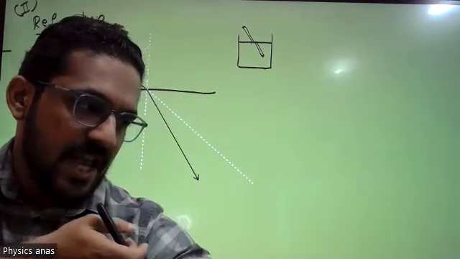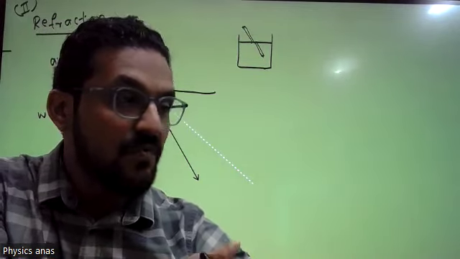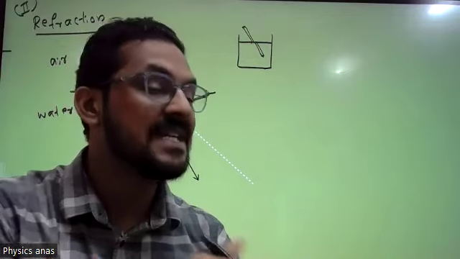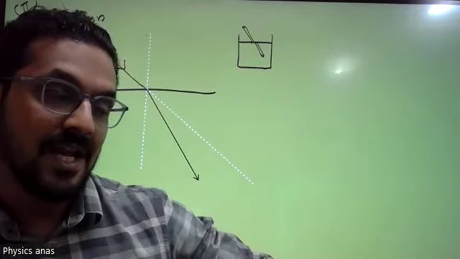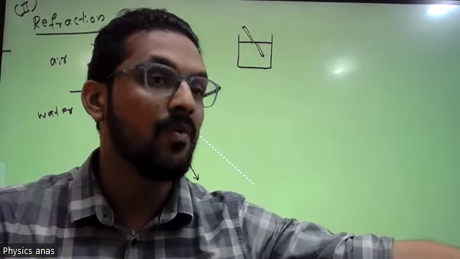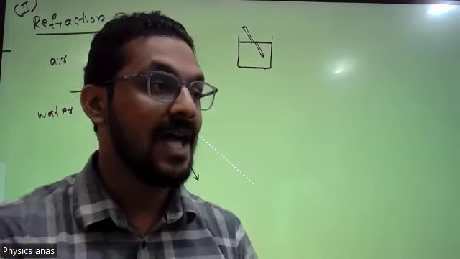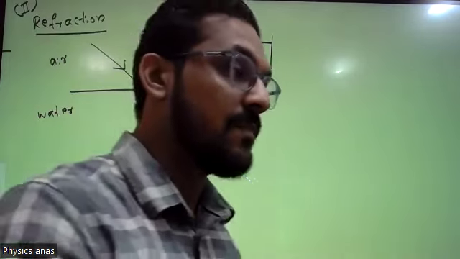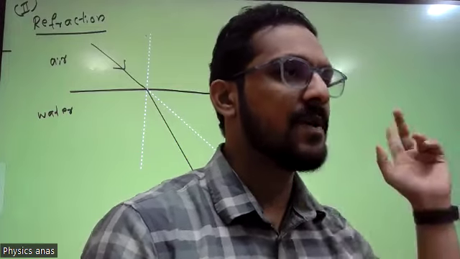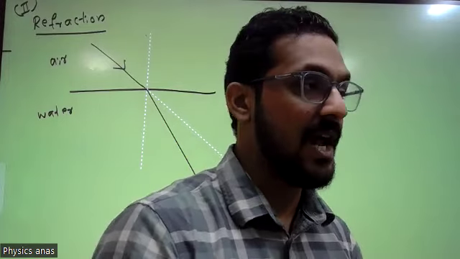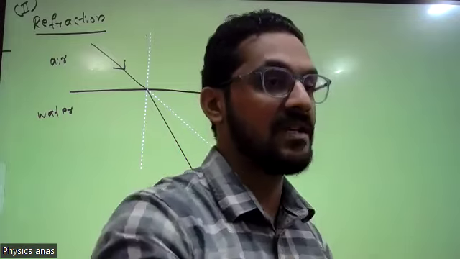If you are just aiming at the fish where you are seeing that fish, you will not hit it. If you want to hit that fish, you have to aim a little bit above it, some distance from it. That means the actual position of the fish is a little bit further. Why is that? Because of refraction. The light coming from the fish to our eye will be bent.